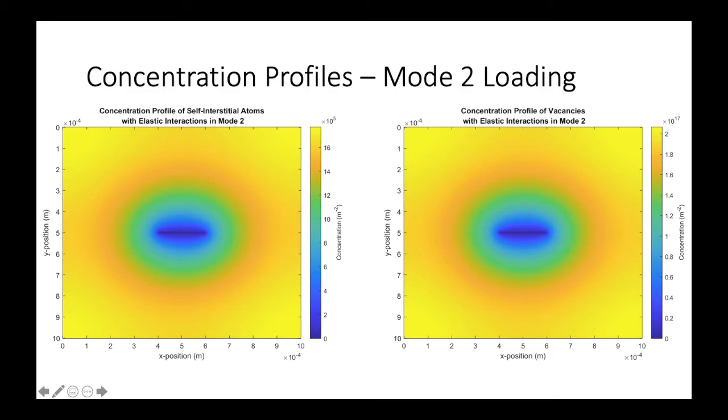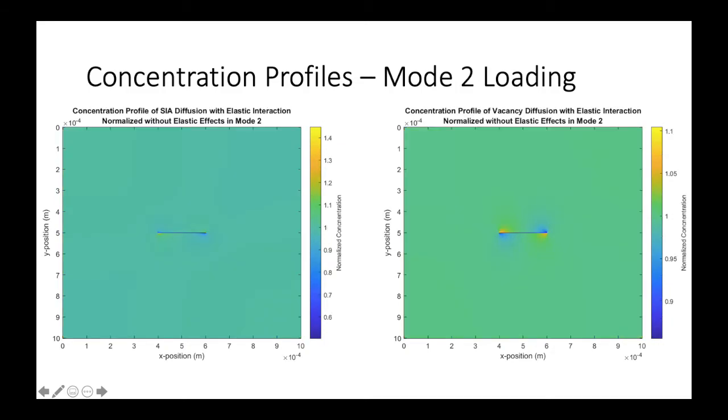The differences can only be seen when the elastic interaction profiles are normalized to the profiles without elastic interactions. Once this is done, it can be seen that there is relatively higher concentrations on the top right and bottom left sides of the crack, and relatively lower concentrations on the bottom right and top left sides of the crack in the case of SIA diffusion. This anisotropy is not observed under Mode 1 loading.